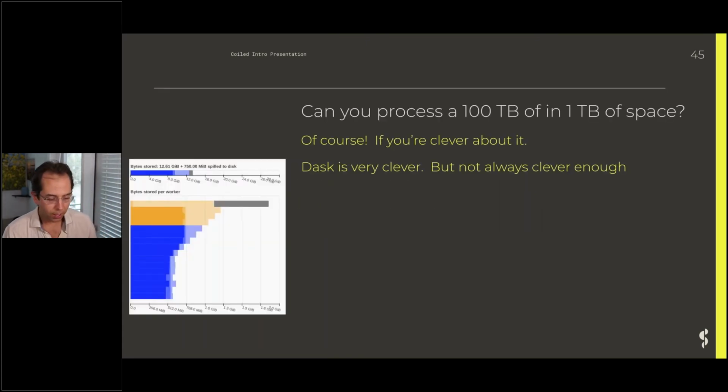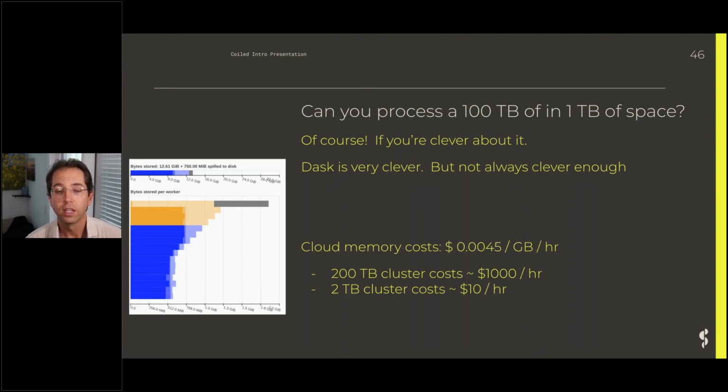So this really comes down to the common challenge people have: they have a 100 terabyte data set and they don't want to rent a 100 terabyte cluster, because a 100 terabyte cluster is actually really expensive, right? It costs something like $1,000 an hour. But if you can process very large data sets in small space, you can be far more cost efficient with your analysis. Now, Dask is actually extremely clever about memory management.